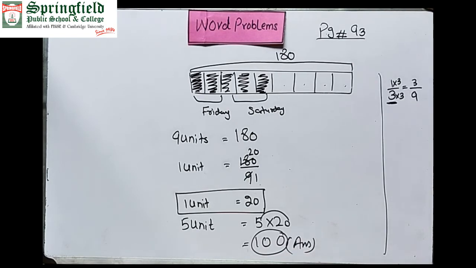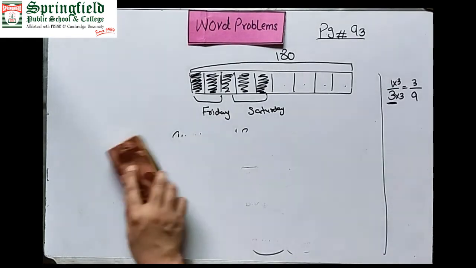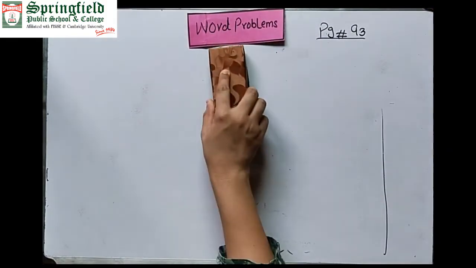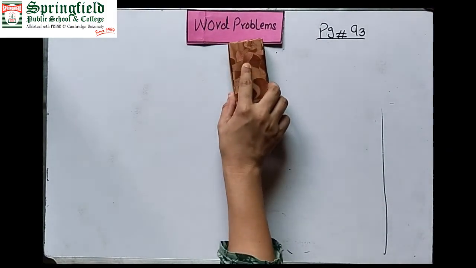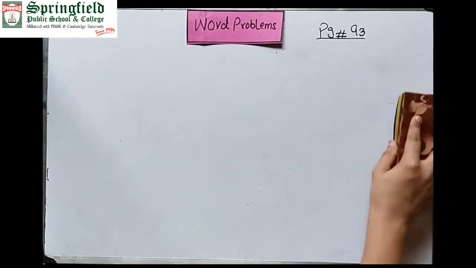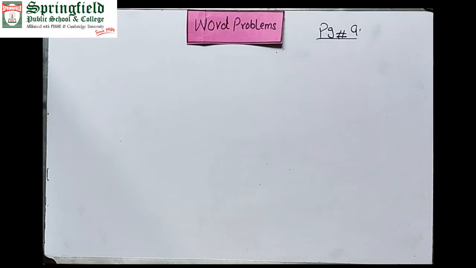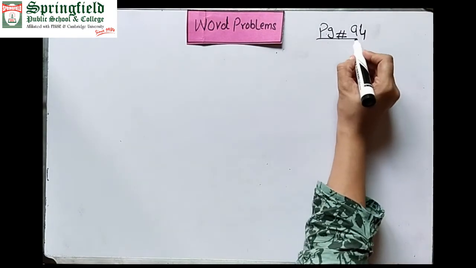Understood, beta? Okay. And there are another 2 methods. You can use any one. It's your choice. Now come to the second question. Second example of the next page, page number 94.